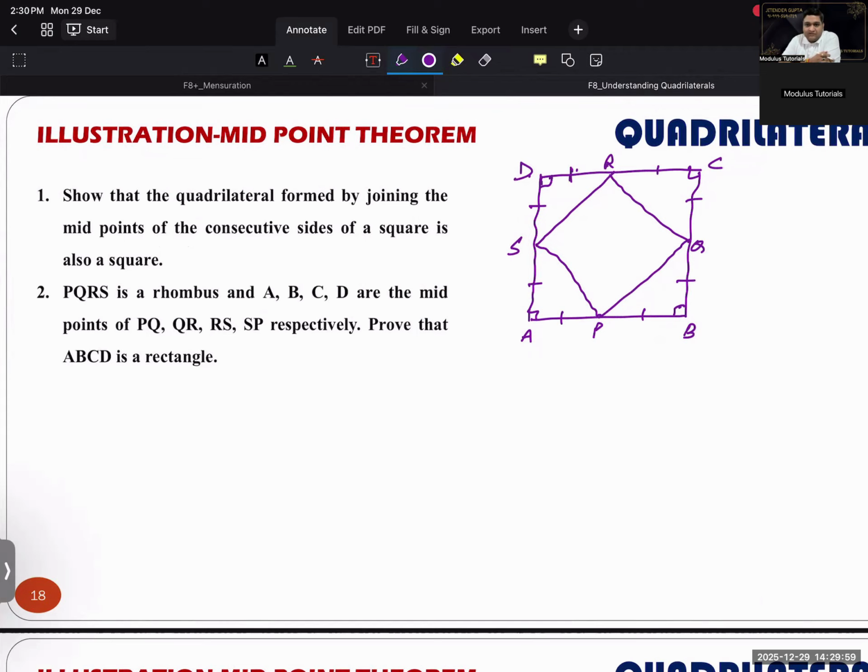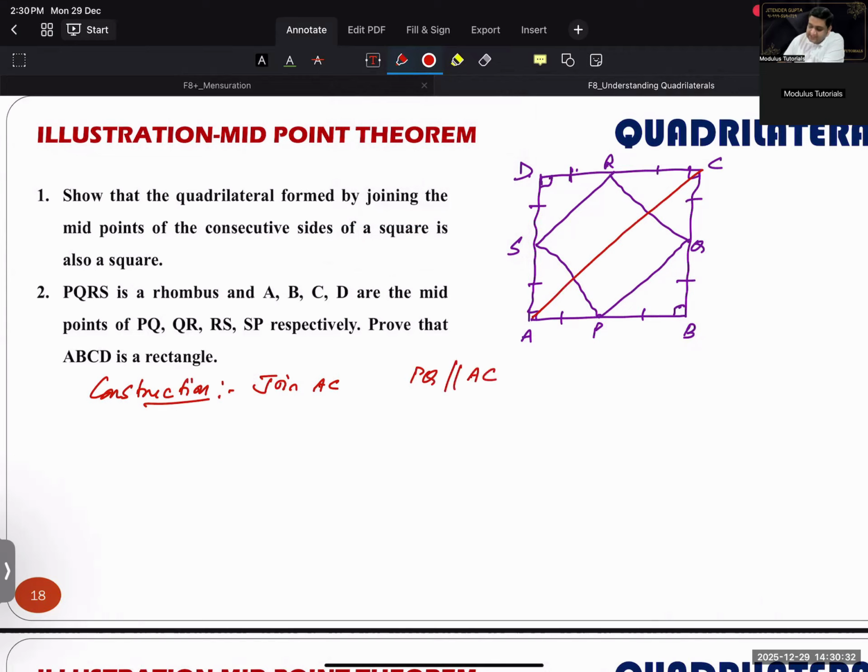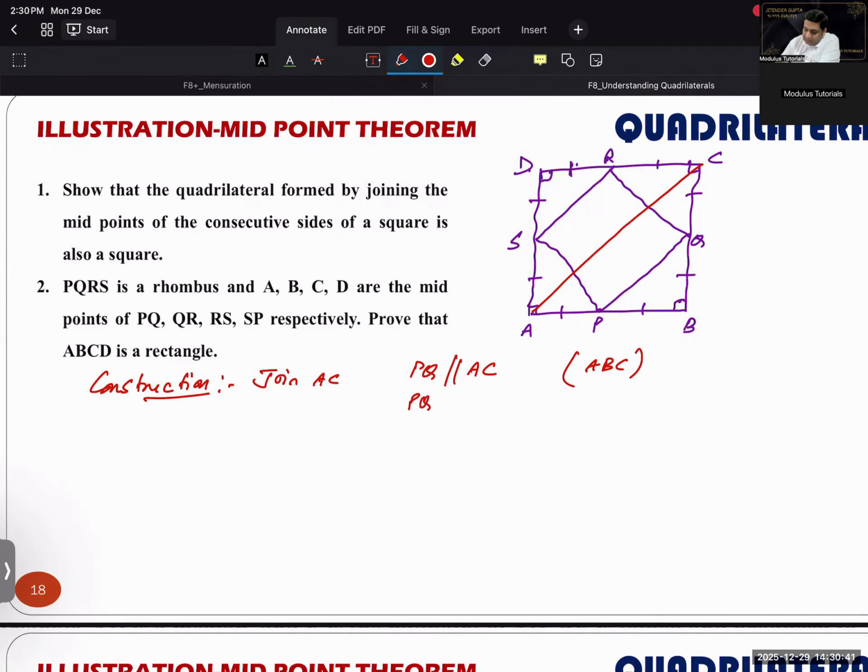So guys, this is the data which is given. PQRS are the midpoints. Outside is a square. So all sides are equal, and hence the indication as shown. Now we need to prove what we wanted to prove. For the comfort, a small construction: join AC. So this is my construction. Now see, P and Q are midpoints. So PQ will be parallel to AC. I'm talking about triangle ABC. P and Q are the midpoints, so PQ will be parallel to AC and PQ will be half of AC.